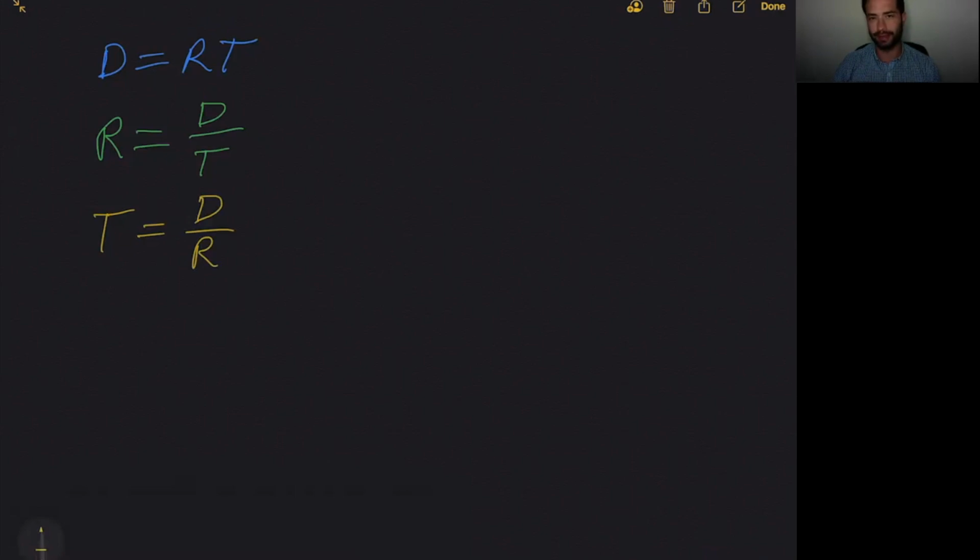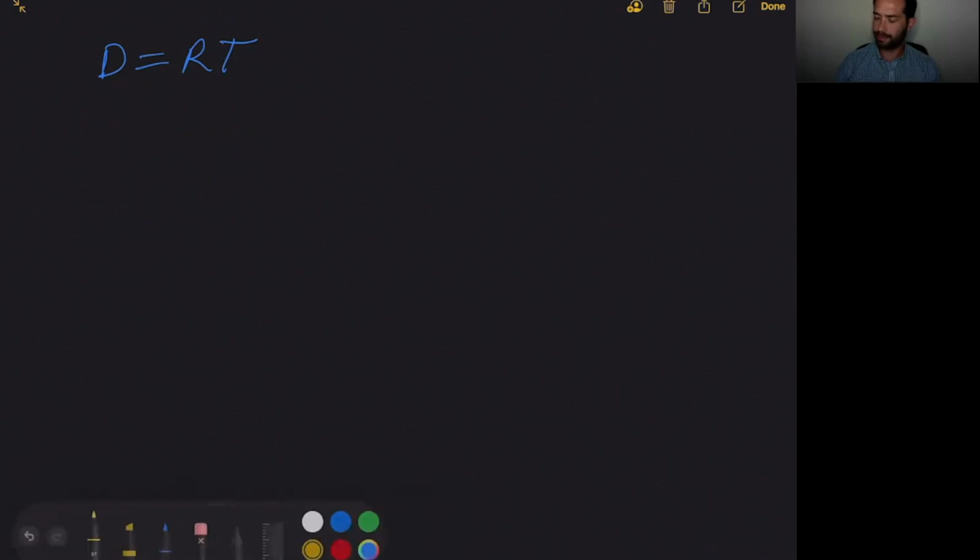Okay, so distance equals rate times time, rate equals distance divided by time, and time equals distance divided by rate. Okay, now that we have that squared away, I'm actually going to remove these two right now because we don't need them. And we're going to talk about this example problem.